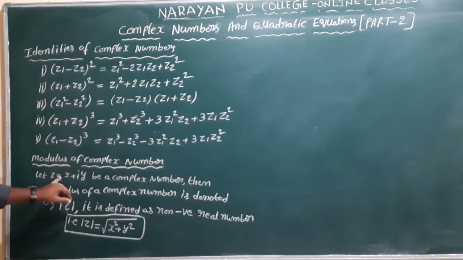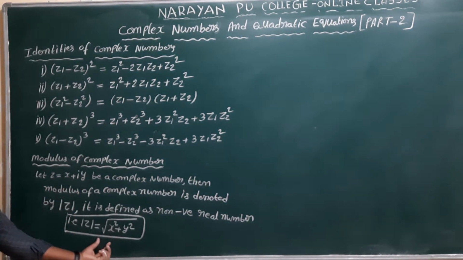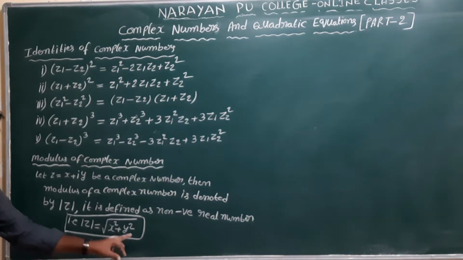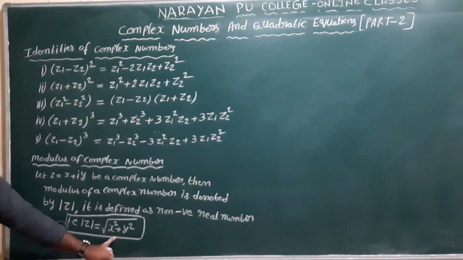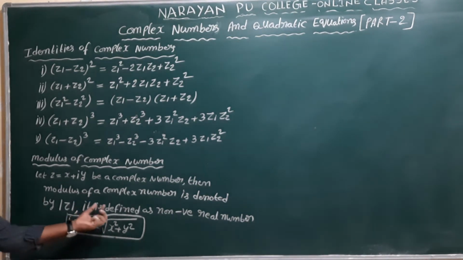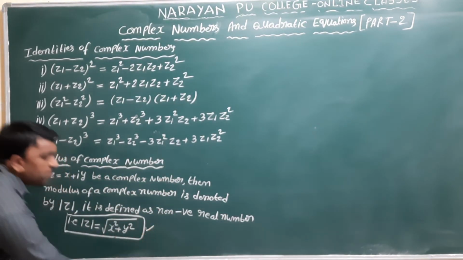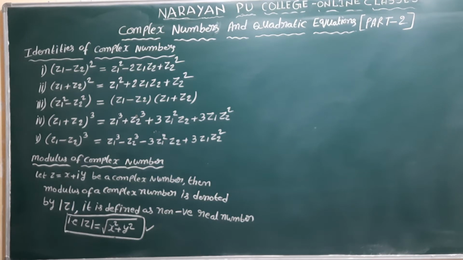Simple, z equal to x plus iy is the given complex number. To find modulus of the complex number, this is the formula. So what is that? Mod z equal to root over x square plus y square. It clearly root the function, it is always a non-negative real number. That's what it is defined as a non-negative real number. So this is the formula to calculate the modulus of any complex number.